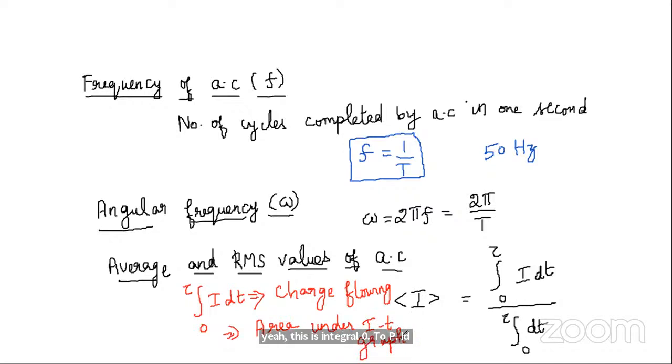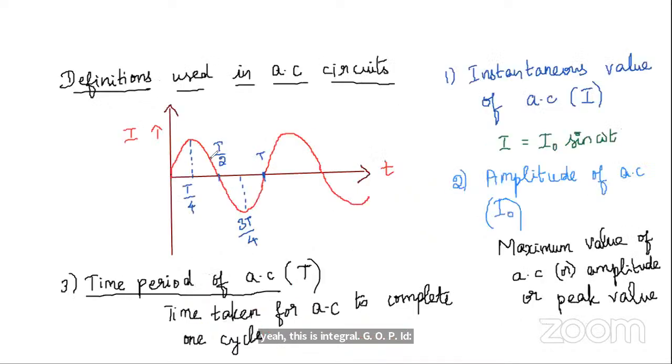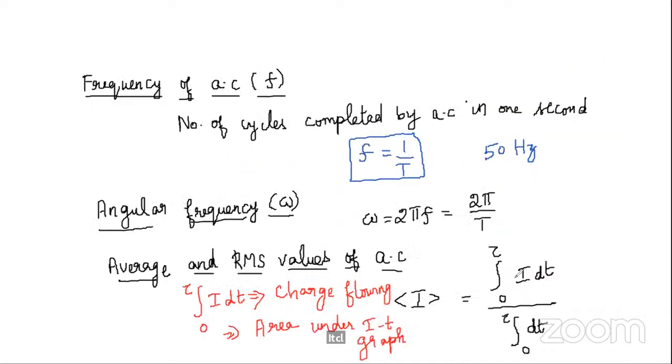Area under the I-T graph means you can see this area, and also this area. That is integral 0 to tau I dt, the area covered under this current versus time graph. That will give you the charge flowing through the circuit. So the mean value is given by this equation.